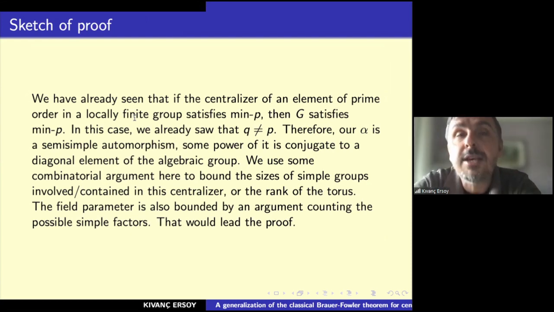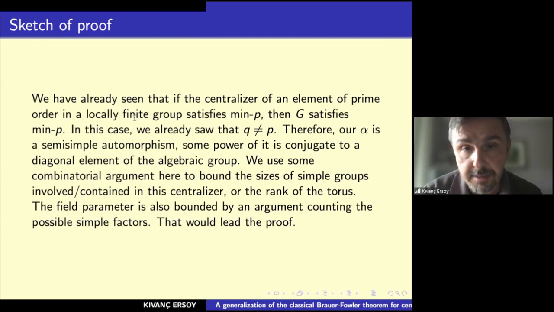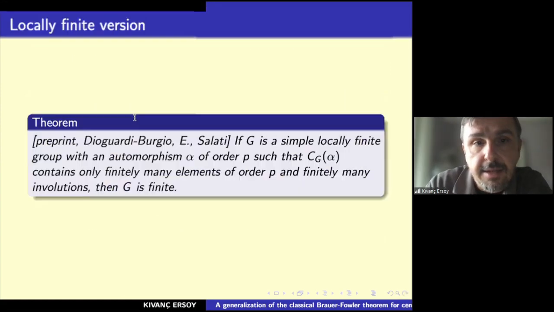There is plenty of information in the theorem in the paper by Hartley about simple groups of Lie type and their automorphisms of order P, and we can bound the sizes of the simple groups involved or contained in the centralizer. For a semi-simple element, the centralizer in the algebraic group is isomorphic to a torus times some simple linear algebraic groups, and we can bound the sizes of these simple groups contained in this centralizer and the rank of the torus, which would give us some conditions on the Q or the rank. So the field parameter is also bounded by a similar argument, counting the possible simple factors that would lead our proof. On the other hand, there is a difficulty passing through finite groups, which hardly have these results.